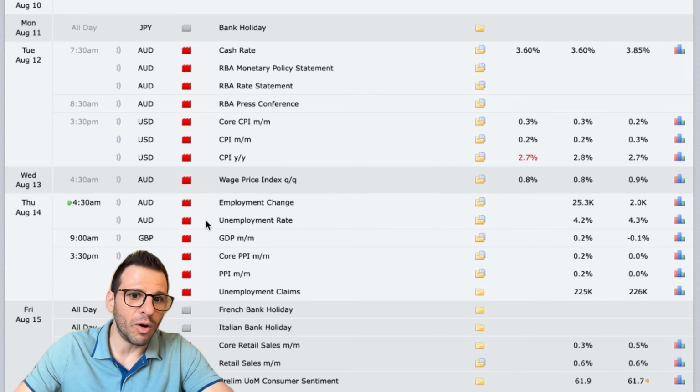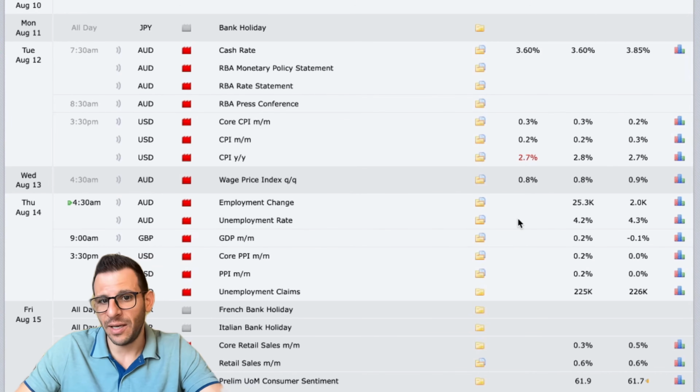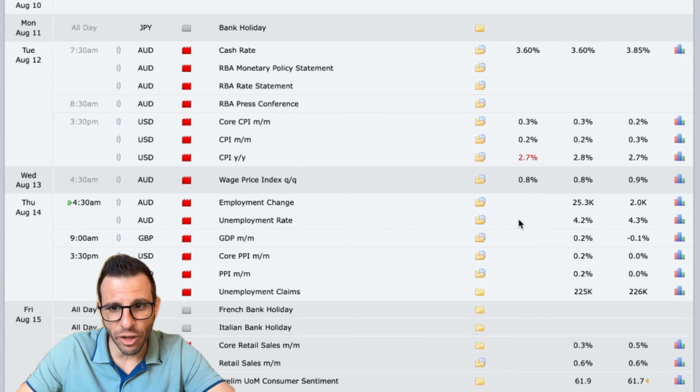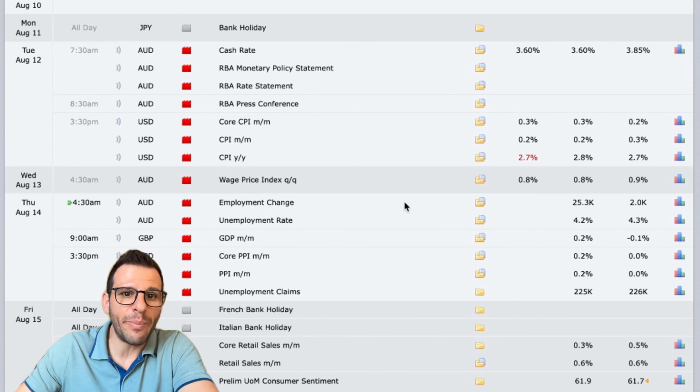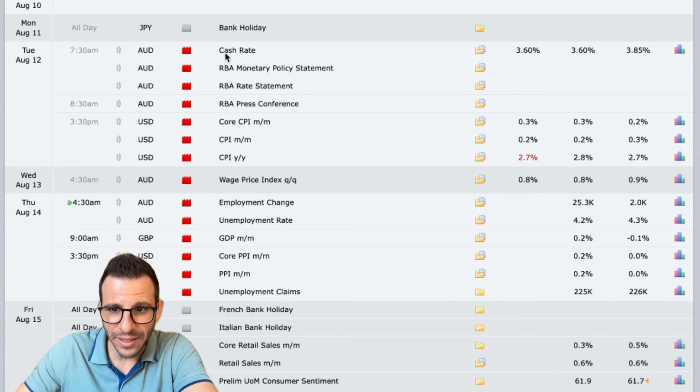the Australian dollar. On the other hand, if the unemployment rate reports negative, and again, we need to see the Australian dollar following through the negative events, we're going to pair it with the interest rate cut, and we're going to see a lot of weakness on the Australian dollar.